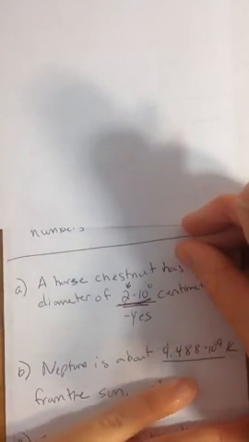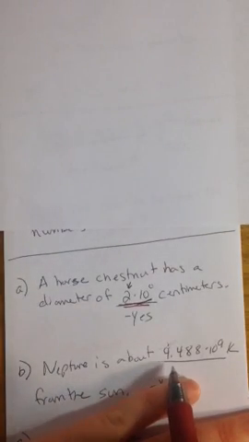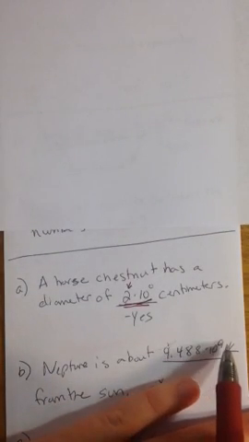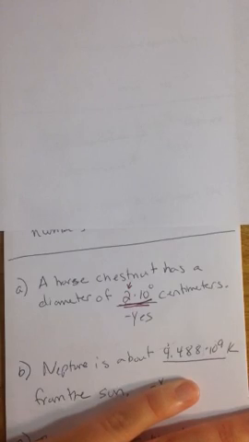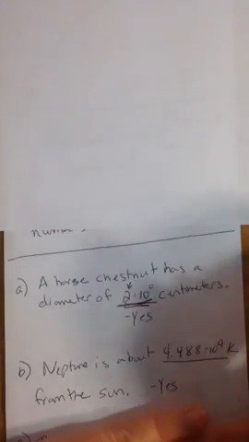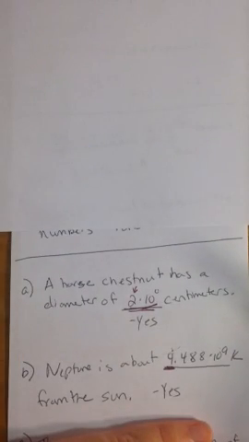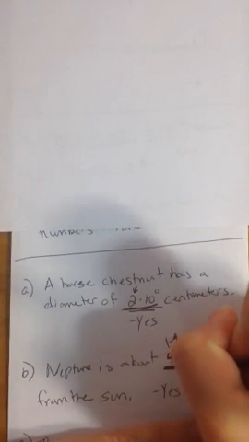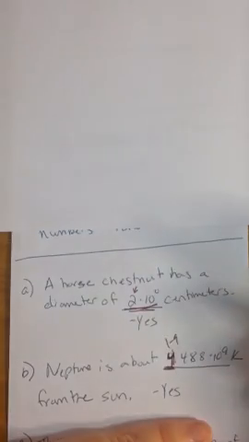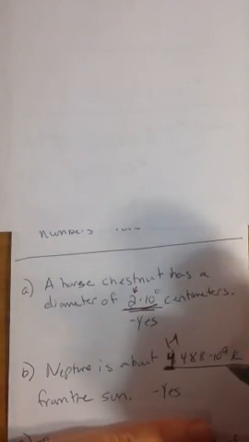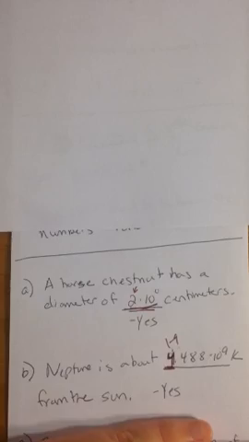If I look at this one, it says Neptune is about 4.488 times 10 to the 9th kilometers from the sun. So that is true. This is also in scientific notation. My number in front of my decimal is between 1 and 9. That's 4 there, in case you can't tell. And then it's 10 to some power. So that is totally good there.